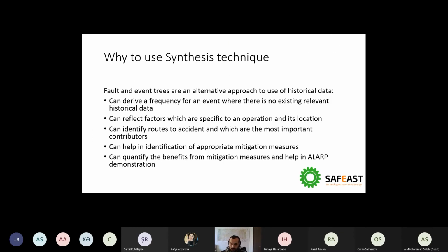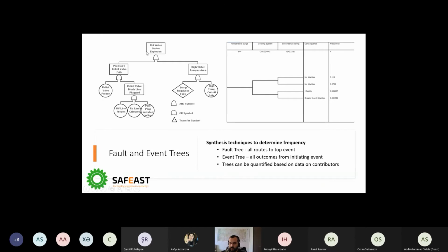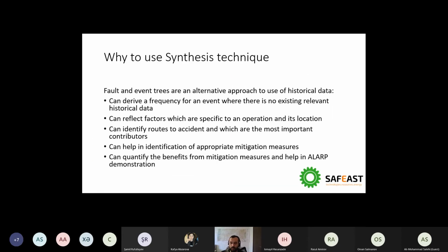And as you can see, this can reflect the factors specific to the operation or its location. Maybe on one site there are two relief valves, on the other site there are two high temperature cutoff valves, and in the third one there is none of them. If you use the historical data, you cannot say blindly that the failure frequency of all these three is the same, because they are equipped with different safeguards, different protective layers. So basically, you need to reflect the factors which are specific to your operation.